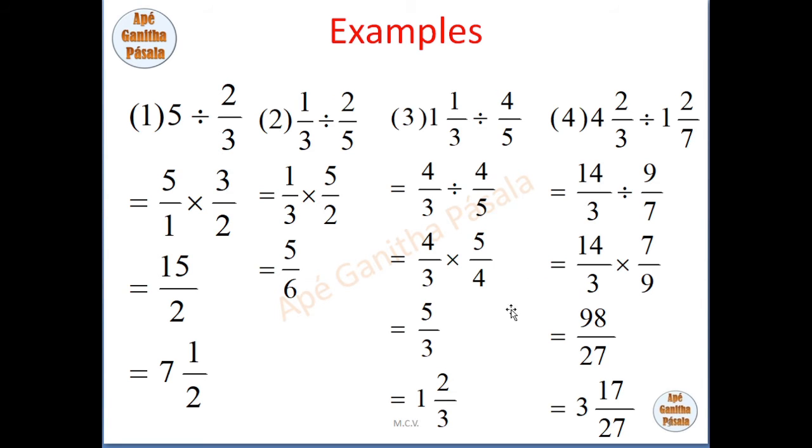The next one, a mixed number is there. 1 and 1 over 3. So how do we convert the mixed number into an improper fraction? 3 multiplied by 1, 3. 3 plus numerator 1, then 4. 4 over 3. First convert the mixed number into an improper fraction. That is 4 over 3. Now we want to convert this division sign into a multiplication sign. To do that, we get the reciprocal of 4 over 5. The reciprocal of 4 over 5 is 5 over 4.